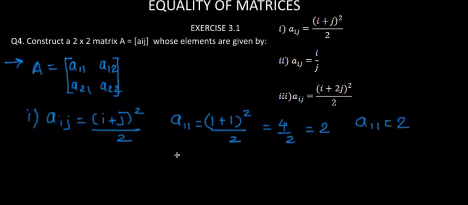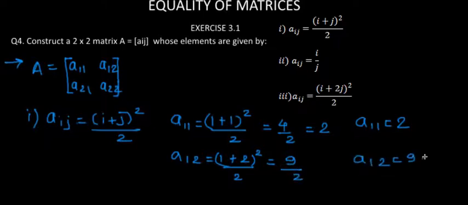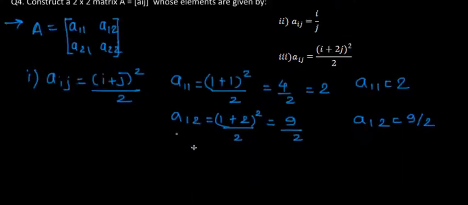So the second is a12. Instead of i I'll put 1, instead of j I'll put 2, and then I'll divide it by 2. Here I need the whole square. So 2 plus 1 is 3, 3 square is 9, so 9 by 2. So the value of a12 is 9 over 2.